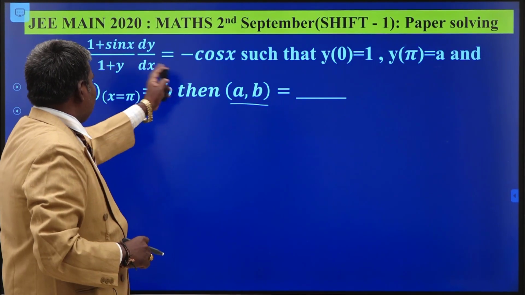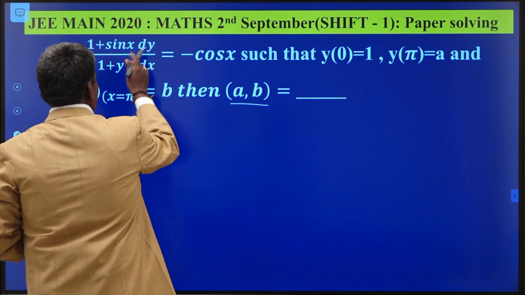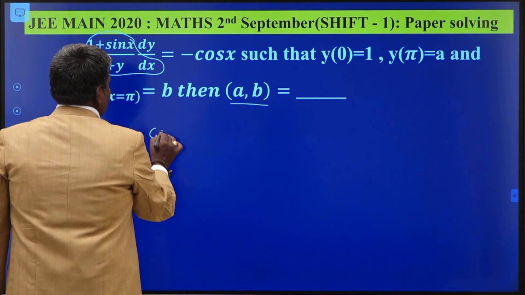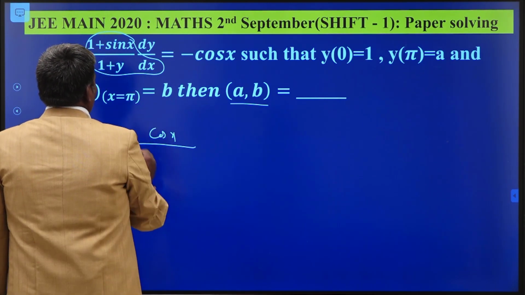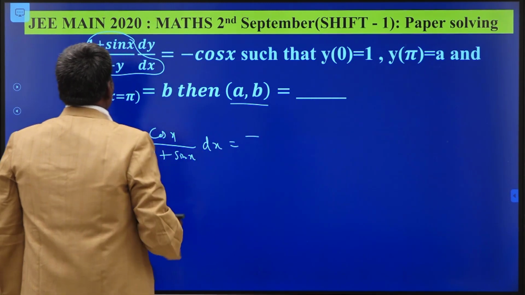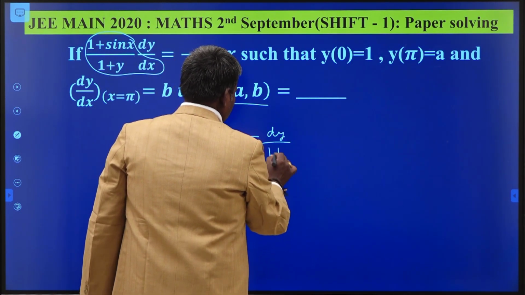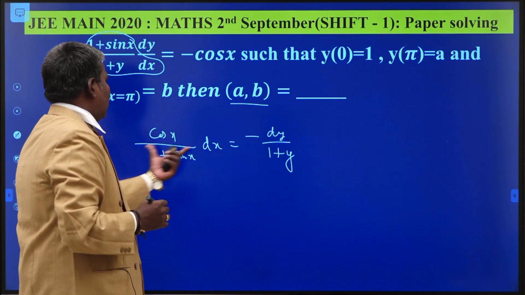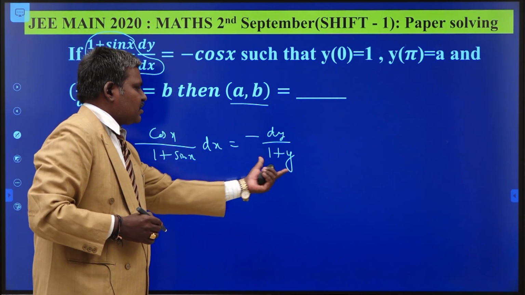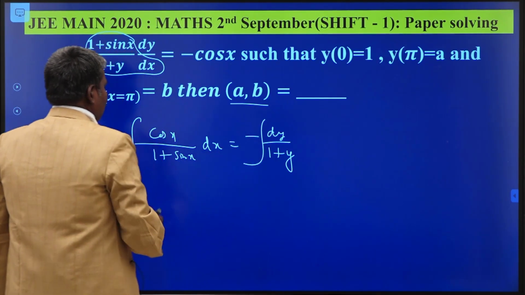How to solve this one? I think this is a variable separable method, because take this term up to here, right side, that is cos x by 1 plus sin x dx is equal to minus dy by 1 plus y. Am I correct or not? All the variables are separated here. Dx consists of x terms, dy consists of y terms. Variable separable. This is by applying integration on both sides.